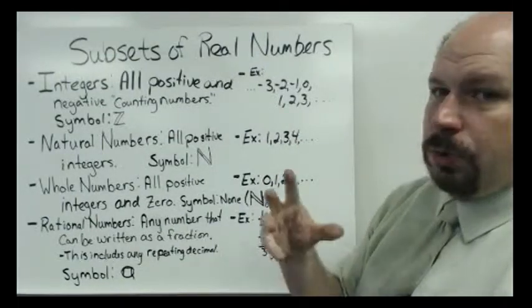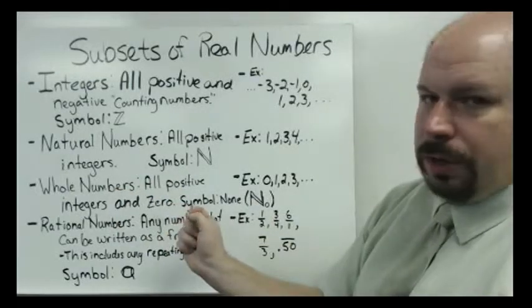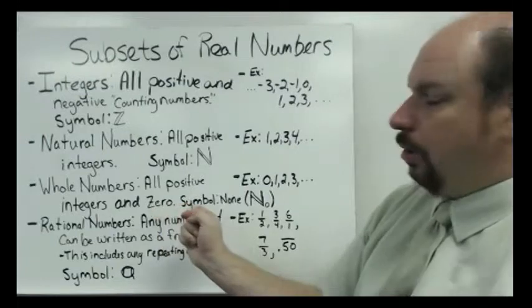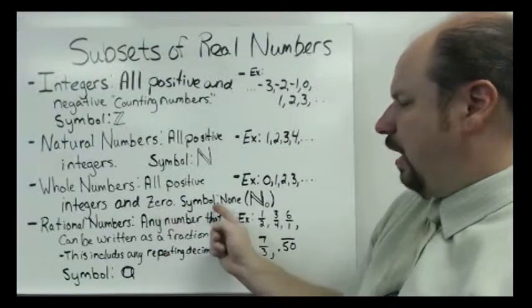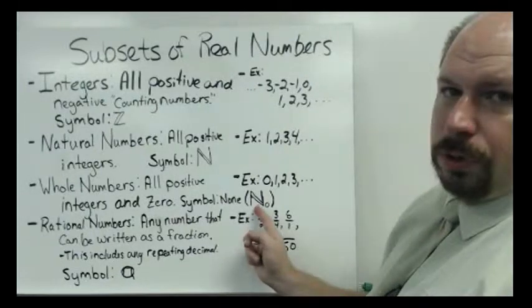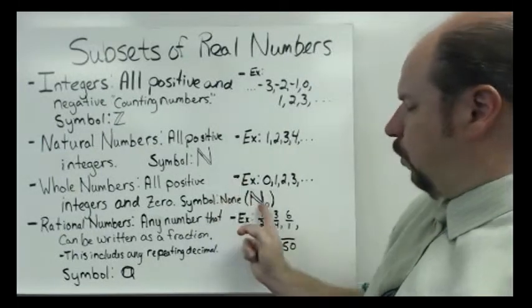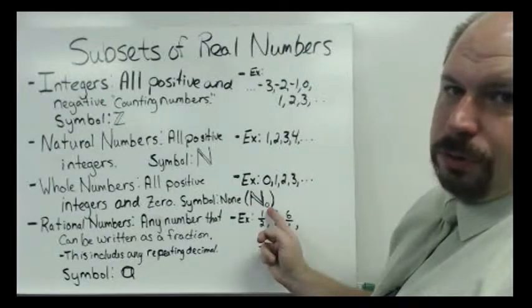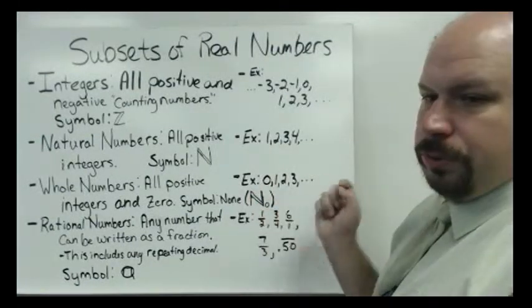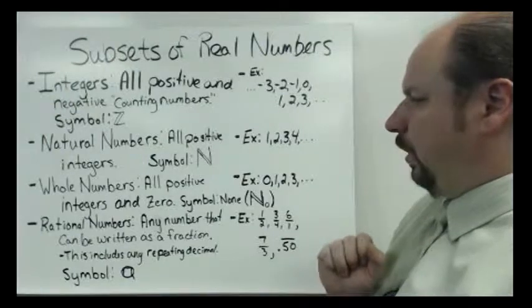Okay, so the next one is whole numbers. And whole numbers include all the positive integers as well as 0. We don't have a special symbol for whole numbers, but we can use the symbol of natural numbers and then include 0 in there. So, for example, 0, 1, 2, 3, and so on, repeating forever and ever.